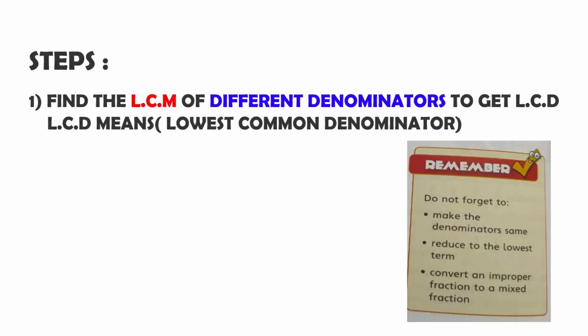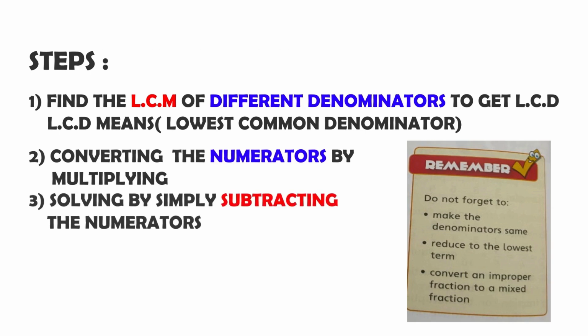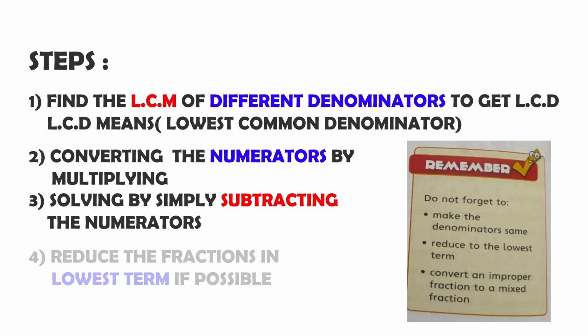In step number 1, we will find the LCM of different denominators to get LCD. LCD means lowest common denominator. In step number 2, we will convert the numerators by multiplying. In third step, we will simply subtract the numerators. And in the last step, we will reduce the fraction to the lowest term if possible.